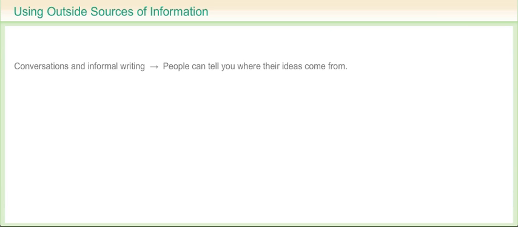Similarly, in informal writing, like emails to friends, it is not usually important to explain where your ideas come from. If you do want more details, you can simply ask. Academic writing, however, is different.